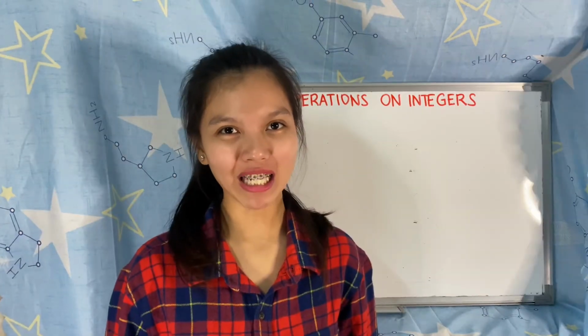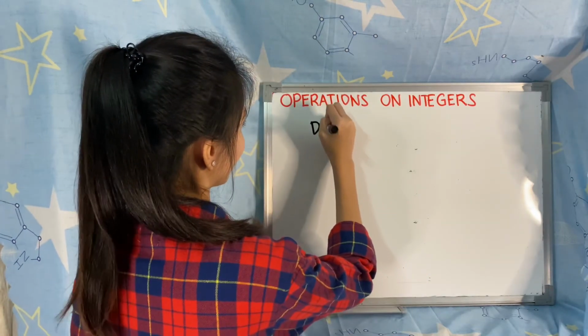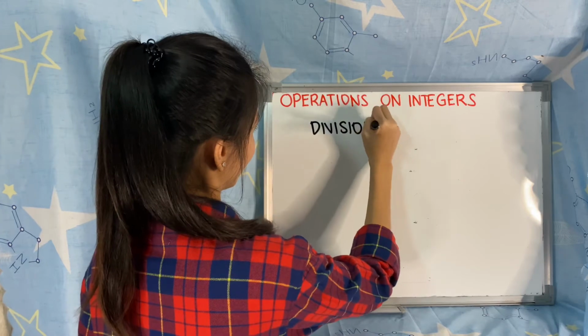Okay, for the last part, we have the division of integers. So, the rules for the division of integers are the same as the rules of our multiplication of integers. So, if you are going to divide numbers or integers with the same sign, automatically the answer will be positive. But if you are going to divide numbers or integers with different sign, automatically the answer will be negative.